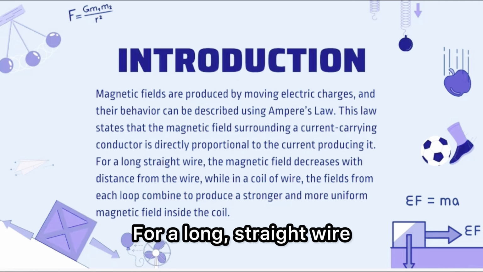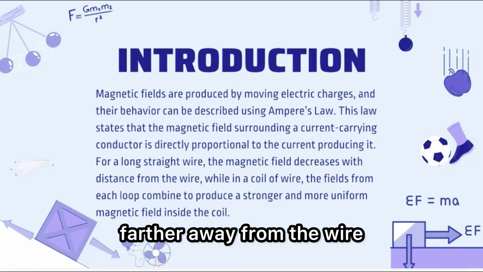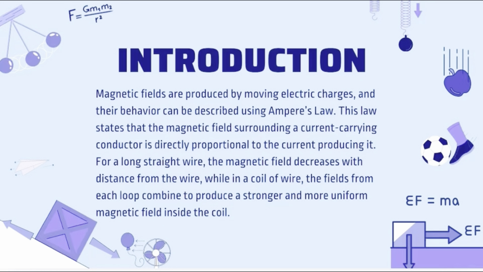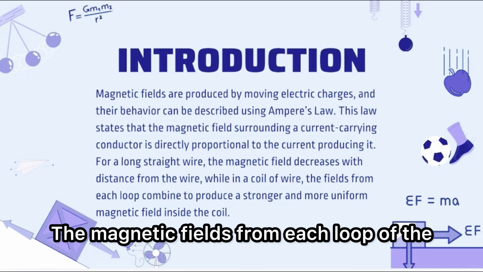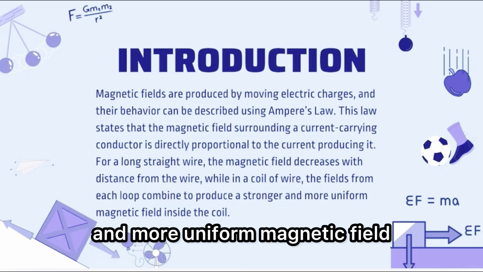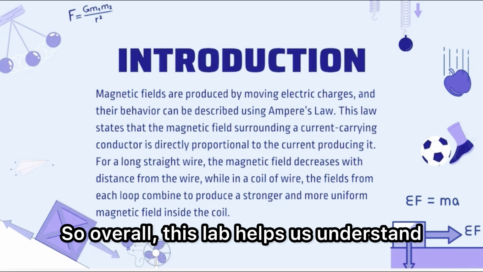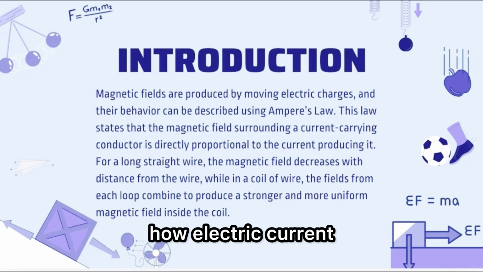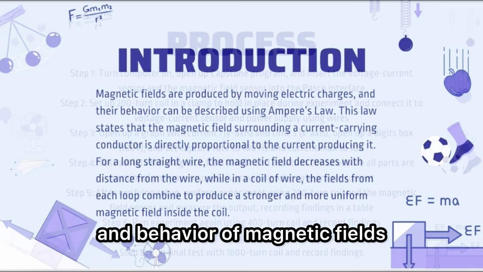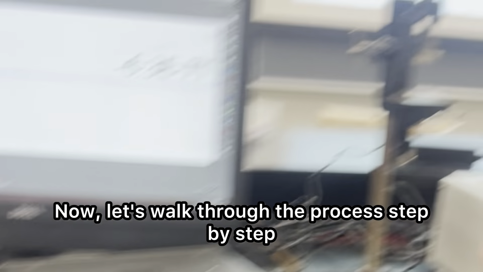For a long, straight wire, the magnetic field gets weaker as you move farther away from the wire. However, when the wire is shaped into a coil, things change a bit. The magnetic fields from each loop of the wire combine together. This creates a stronger and more uniform magnetic field, especially inside the coil. So overall, this lab helps us understand how electric current and wire shape affect the strength and behavior of magnetic fields.